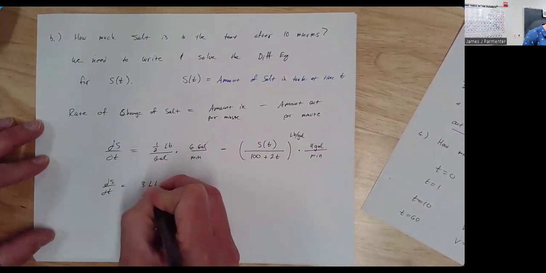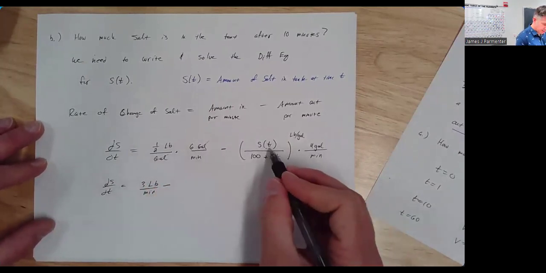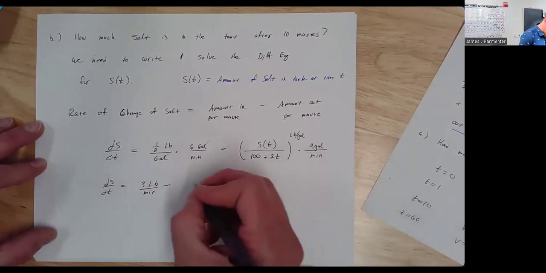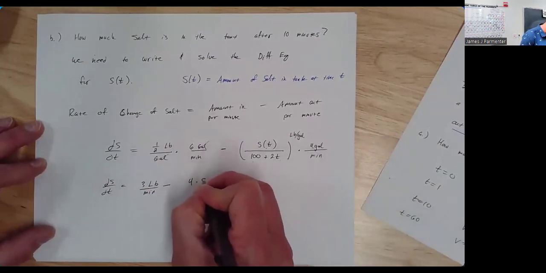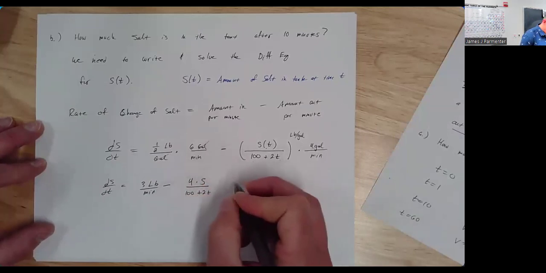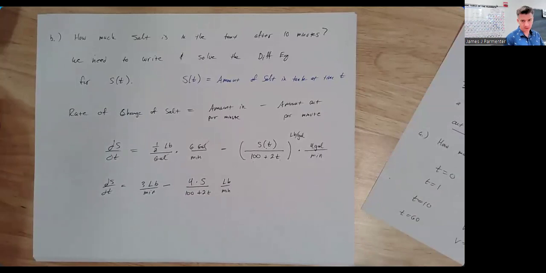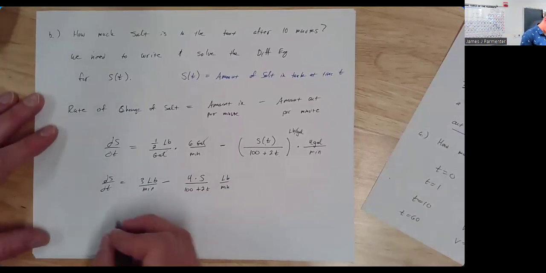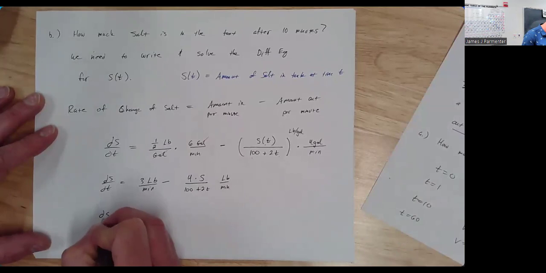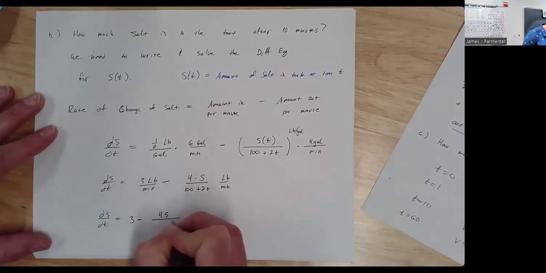So we're adding in 3 pounds of salt every minute, and we're taking out S of t times 4 over 100 plus 2t. I'm going to write that as 4 times S over 100 plus 2t pounds of salt per minute. That's how much salt we're taking out every minute. So there's our differential equation, which without the units looks like ds/dt equals 3 minus 4S over 100 plus 2t.